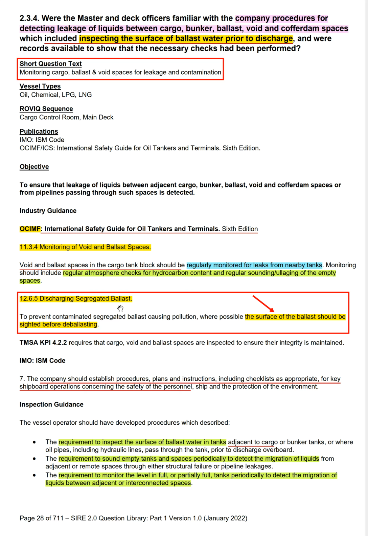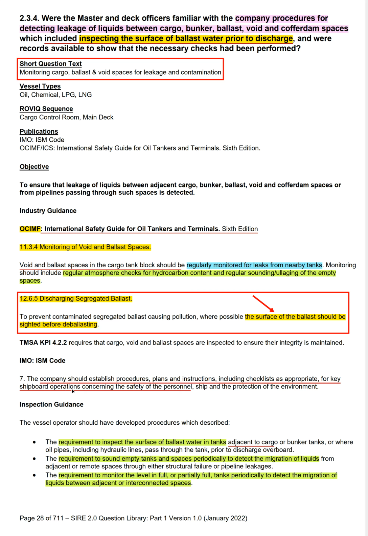Next, discharge of segregated ballast tanks. Discharging segregated ballast tanks: to prevent contamination of segregated ballast tanks causing pollution, where possible the surface of the ballast tank should be sighted before deballasting. Surface of ballast tanks should be sighted before deballasting.